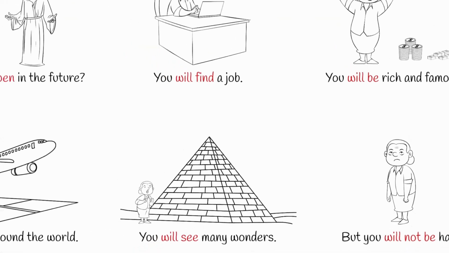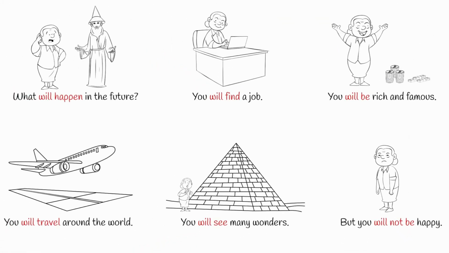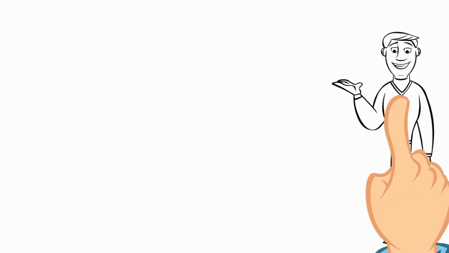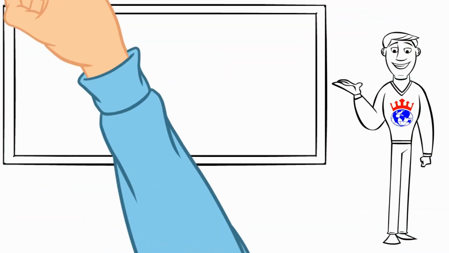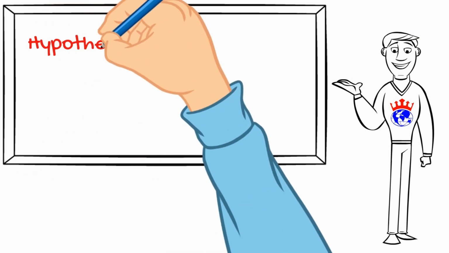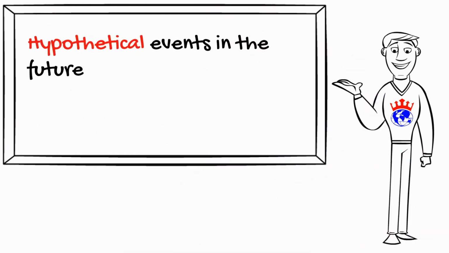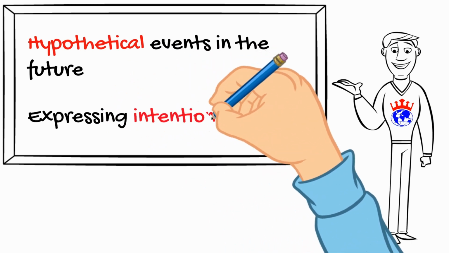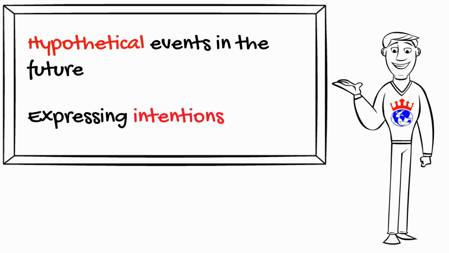All of these sentences use will for simple future. You can see all the verbs use will plus the regular form of the verb. Let's look at the ways that we use simple future will. We use it to talk about hypothetical events in the future and to express intentions.